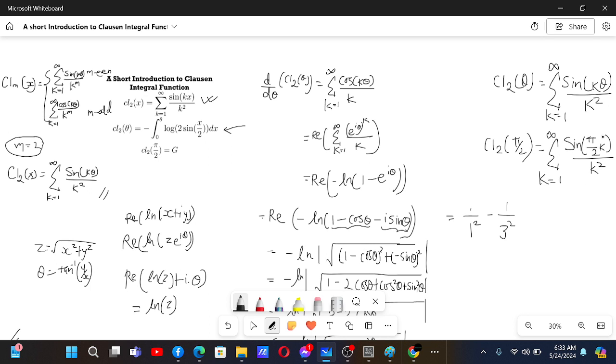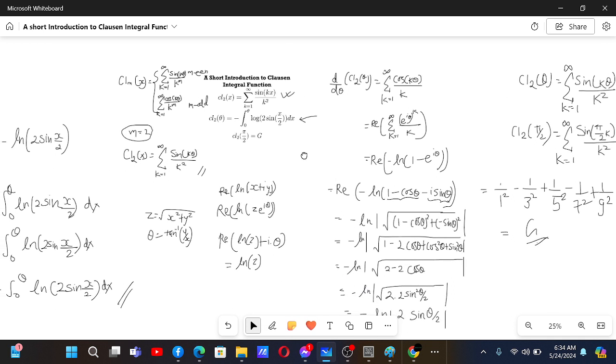And for 4 it is 0. For 5 it is again 1, so plus 1 by 5 square. For 6 it is 0, then minus 1 by 7 square, plus it goes on and on. We clearly know that this sum is just Catalan's constant. So this is how we solve this problem. We verified this already.